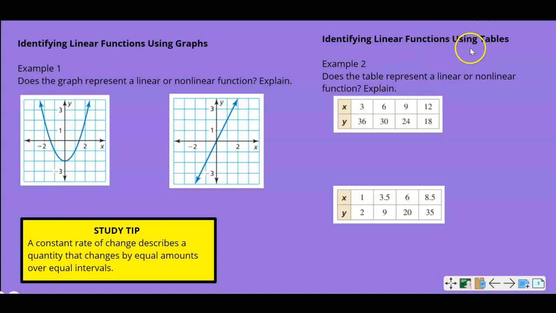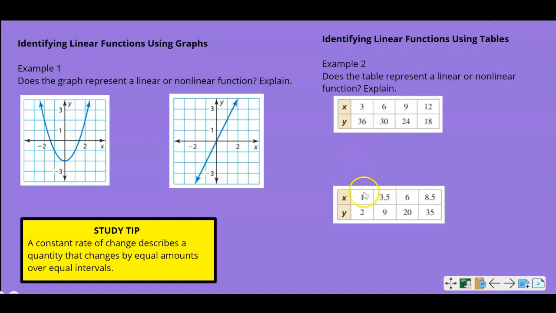All right, identify linear functions using tables. Example 2, does the table represent a linear or non-linear function? And explain. To go from 3 to 6, 6 to 9, 9 to 12, each one of those increases by an interval of 3. 36 to 30, so I subtract 6 again, subtract 6 again. That is a constant rate of increase for my x's and a constant rate of decrease for my y's. So as x increases by 3, y decreases by 6. Because the rate of change is constant, this one is a linear function. So yes, linear function here.